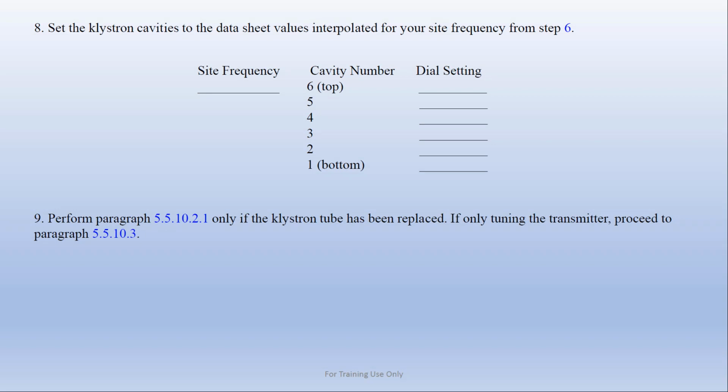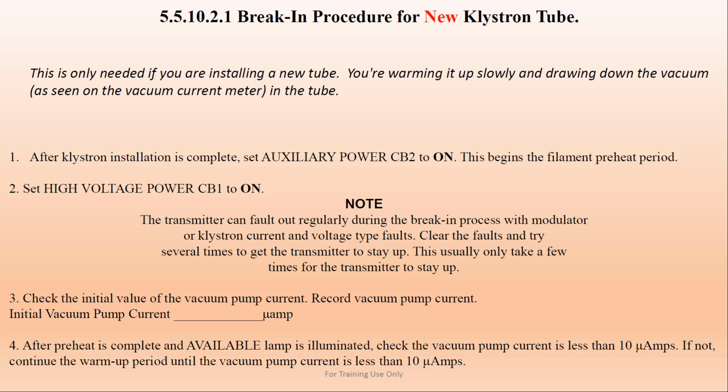And now we're at our decision point. If the tube was just replaced, we're going to do paragraph 5.5.10.2. If we're retuning a tube that was already in the transmitter, we'll go ahead and proceed to paragraph 5.5.10.3. If this is a new tube, we're going to run it for a little while and let it warm up slowly while we're drawing down the vacuum current as displayed by the vacuum meter.